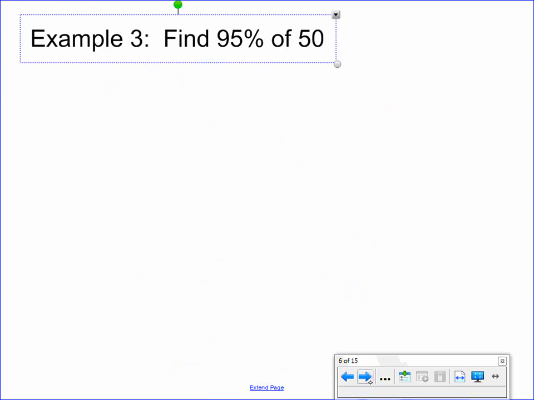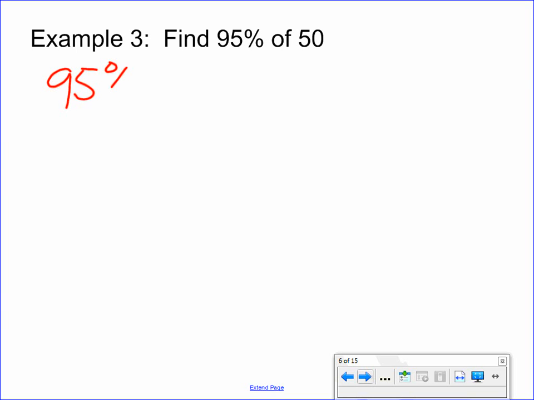All right, let's try one more. Here's a little bit of a bigger percentage, and let's see what this one looks like. 95% of 50. So 95%, let's make that into a fraction, is 95 over 100. And we've got to definitely make sure we can simplify this down. Now, these are some big numbers.